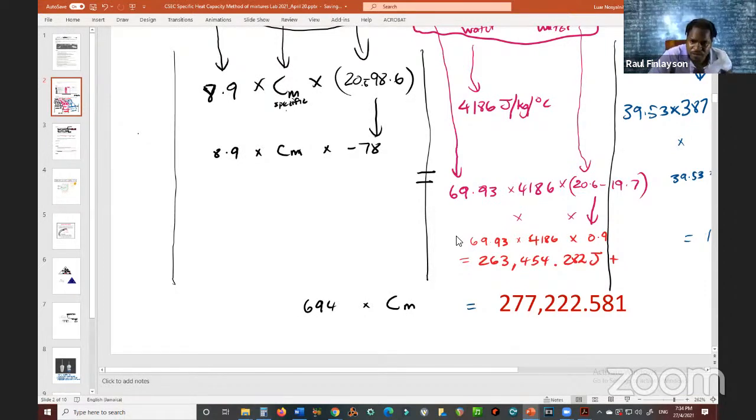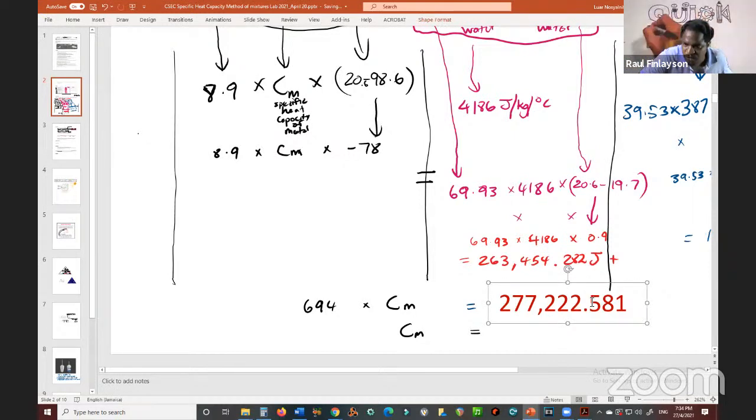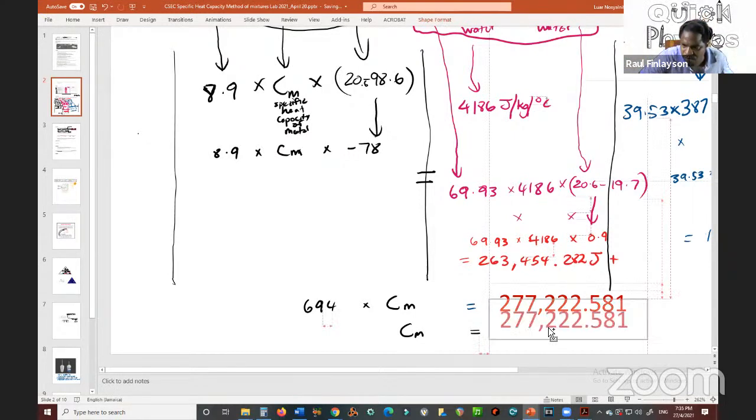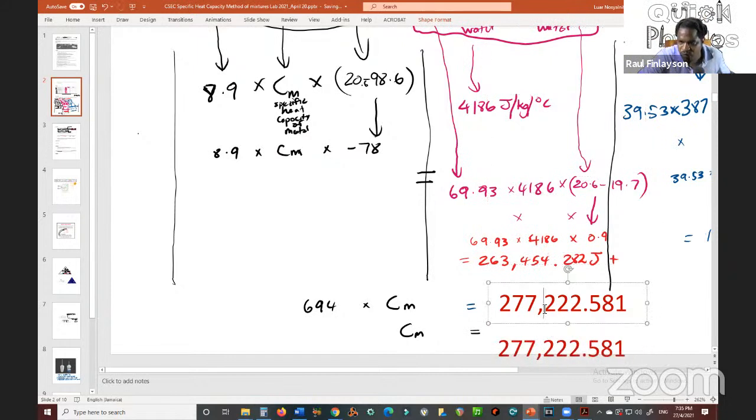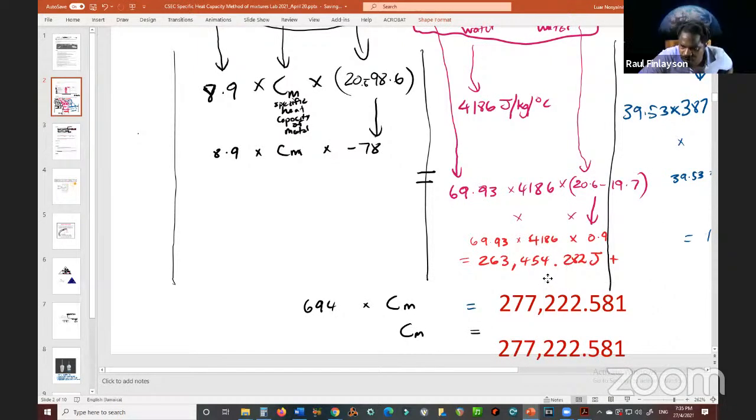All right. Small c stands for specific heat, and of course, the M stands for metal. All right, so that is what we're doing here. So now we're going to find CM by simply dividing this number. So we could just copy this number and show how we divide it.